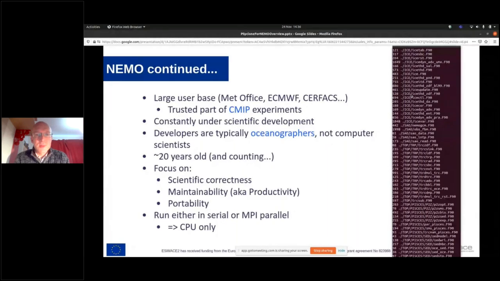But that has brought some problems, because in their focus on making sure that the code is understandable and maintainable, the developers have chosen not to put directives in of any sort. So there's no OpenMP and there's no OpenACC in there, which means that currently NEMO can only run on CPU, and it can run in serial or it can run MPI parallel.